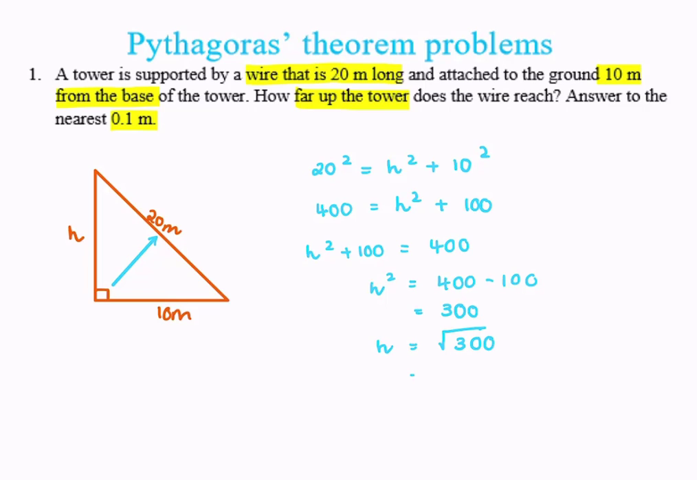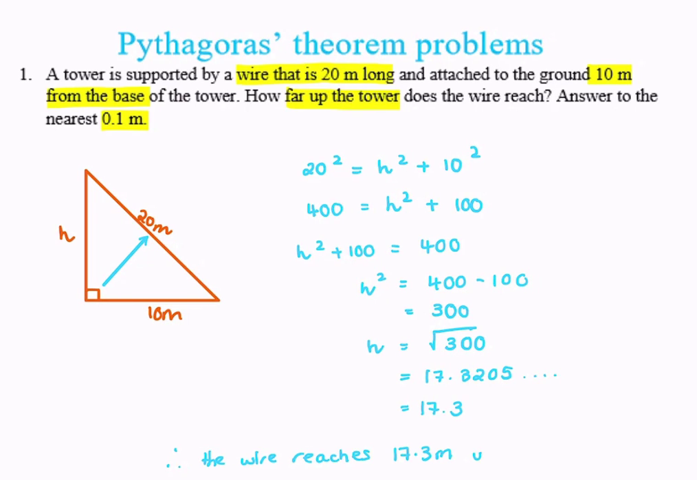And then I'm going to pick up my calculator, and my calculator is going to give me 17.3205, and I'm going to put dot, dot, dot because my calculator gives me more than that. But the question is to give the answer to the nearest 0.1. So if I have a look at it, that means this must be 17.3. Now, a word question needs a word answer. Therefore, the wire reaches 17.3 meters up the tower.